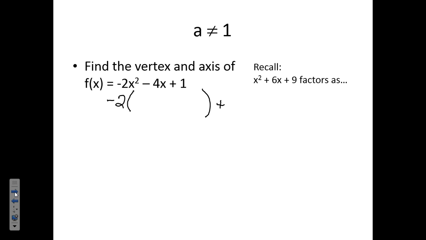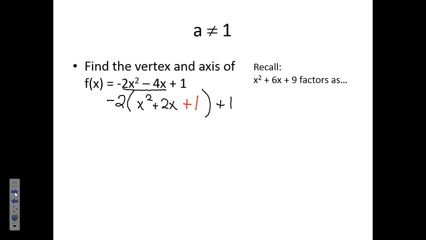I'm going to leave this plus 1 over here. So when I factor out a negative 2 from these two terms, what am I going to get? Plus 2x. Good. So now I can easily see what I would have to add in order to make this a perfect square trinomial. Half of the middle term, 1 squared. Okay, so half of 2 is 1, squared is 1.